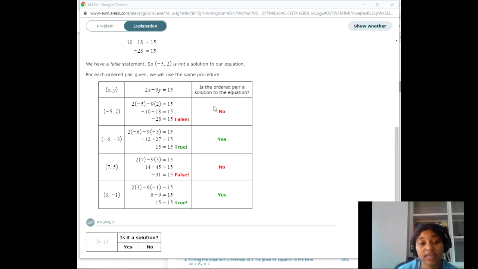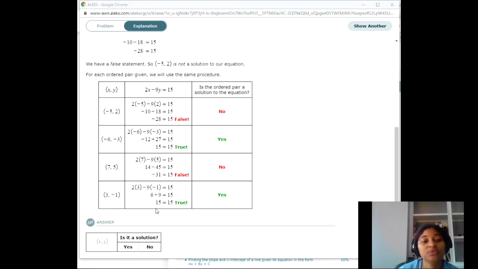The second one, you will put a -6 in replace of the x and a -3 in replace of the y. 2 times -6 equals -12. And then here you have a -9 times a -3. A negative times a negative equals a positive. That's why that sign changed there. So that would be 27, and they have 27. And then -12 plus 27 equals 15. And so the solution is true. And so you will just continue this throughout all of your problems.